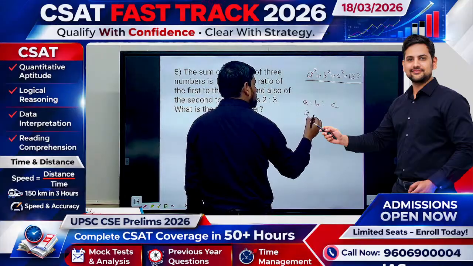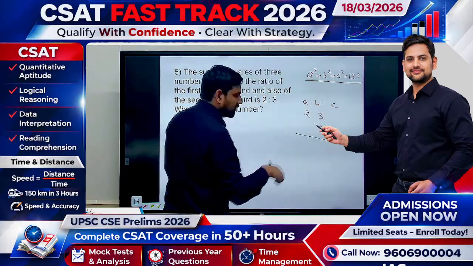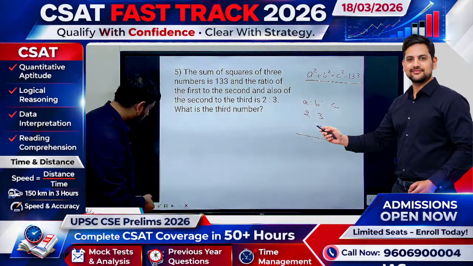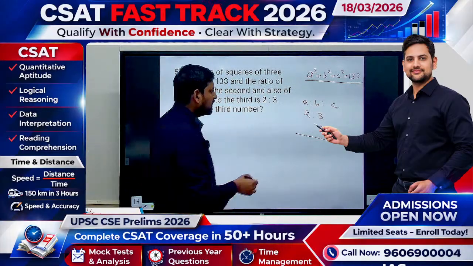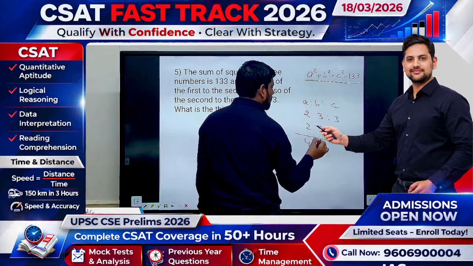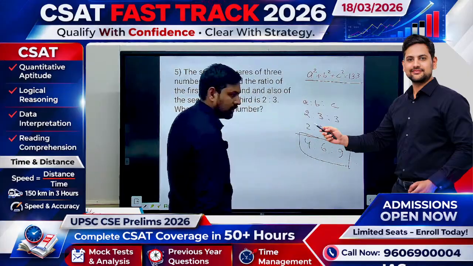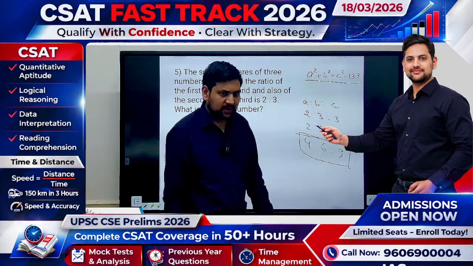So first ratio is 2:3. This ratio is also 2:3. So first, let's find out the combined ratio. So combined ratio will be what? Again, 3 repeated here, 2 repeated here, 2 2s are 4, 3 2s are 6, 3 3s are 9. Cannot be cancelled out further. So 4:6:9 is what you get.